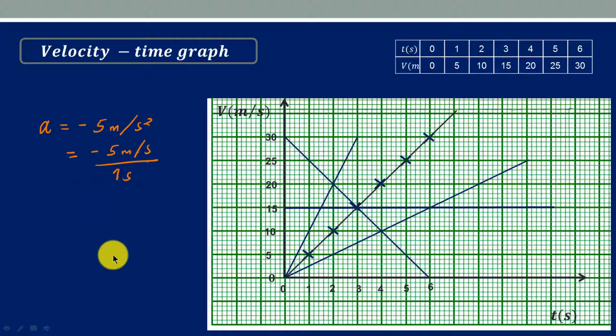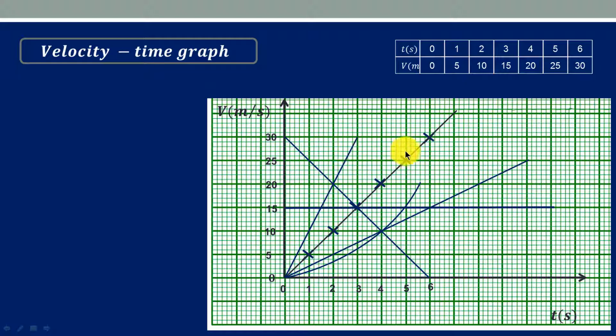Now let's go ahead and look at another type of graph. We can have this, a curve this time. It's not a straight line. What do we know about curves? We know that if we are given a curve which curves upwards like this, its gradient is increasing. And if the gradient is increasing, it means that the acceleration of that object is not constant. It is increasing. This is another very important point.